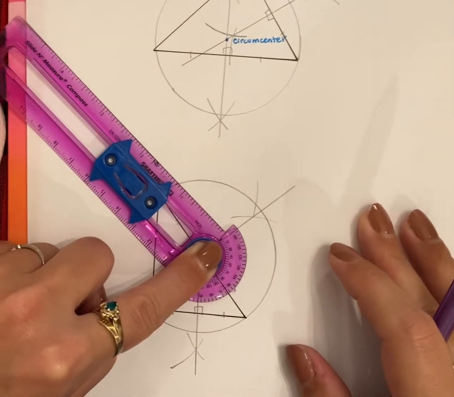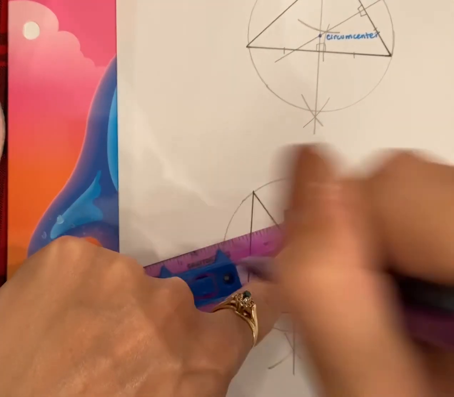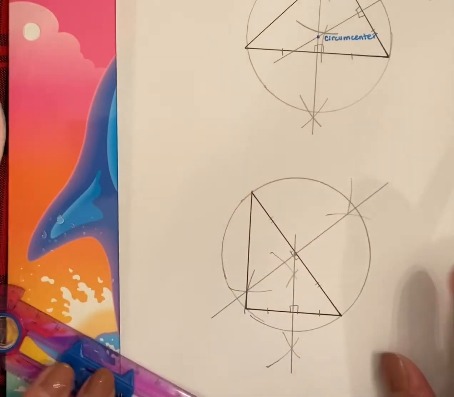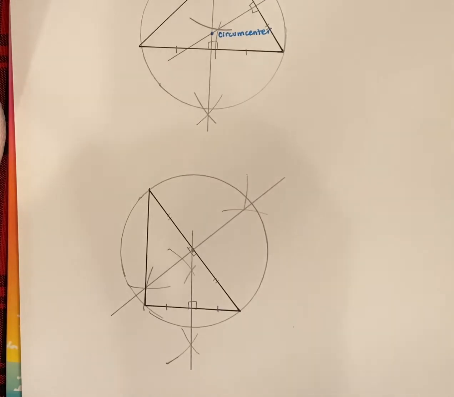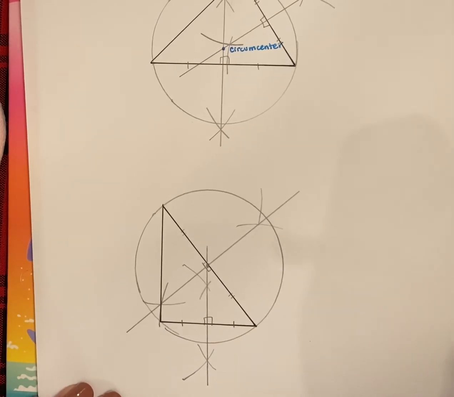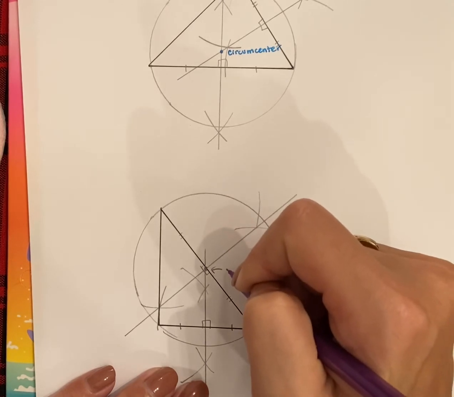Of course, my paper towels are in the way because that's what I'm using to hold up my phone. There we go. Oh, that's nice. So, that is your circumcenter. So we're gonna do one more. If you need to, pause the video. We're gonna do an obtuse triangle now.